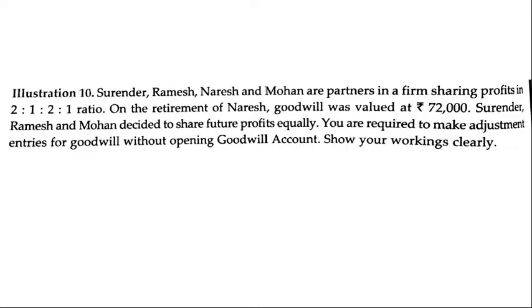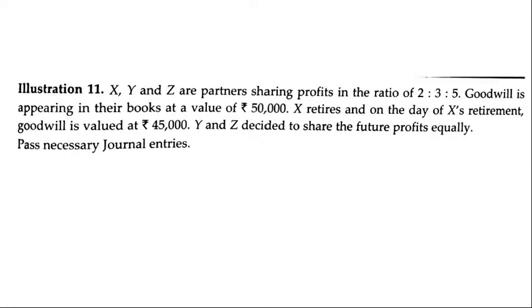Shall we do one more practical problem? Okay. X, Y and Z are partners sharing profits in the ratio of 2:3:5. Goodwill is appearing in the books at the value of 50,000. The goodwill is already appearing in the books at 50,000. Clear? X retires and on the day of X's retirement, the goodwill is valued at 45,000.